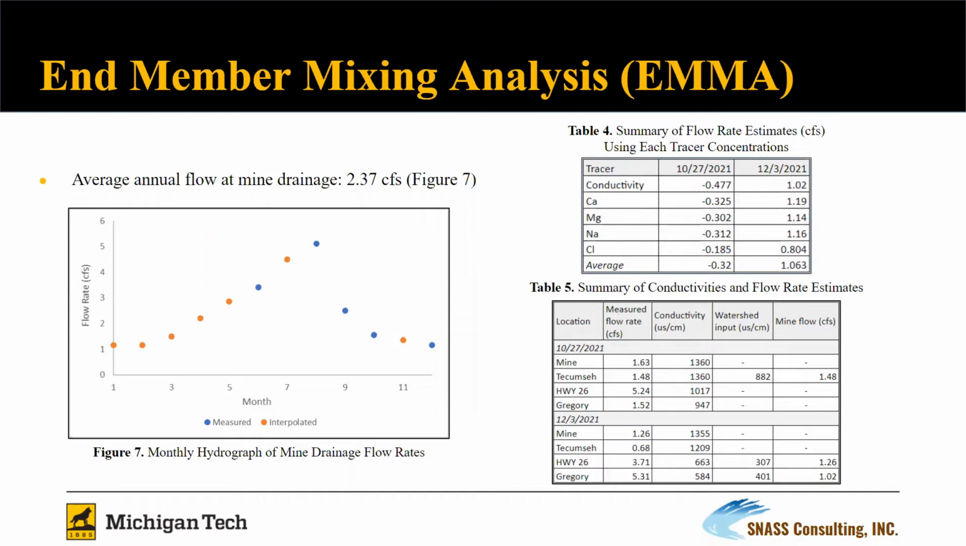But for December 3rd, we had a little bit better results. Those were all positive, and the average value we got was 1.063 cubic feet per second. But that was the only data that we had really for flow rate estimates. So we also did some analysis with just conductivity as the tracer, and we also included the Tecumseh Road location to provide better results.